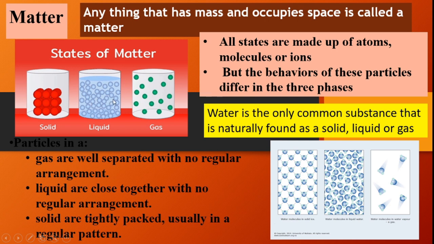Now, look at this figure. This represents the solid state. Here, the molecules are tightly packed in a regular pattern. This represents the liquid state, and here the molecules are close together with no regular arrangement. This represents the gaseous state. Here, the molecules are far apart with no regular arrangement. We can say that water is a good example in nature where these three states can be observed.